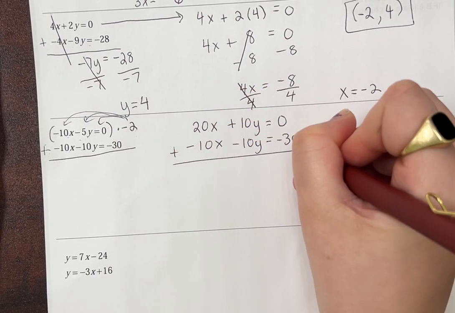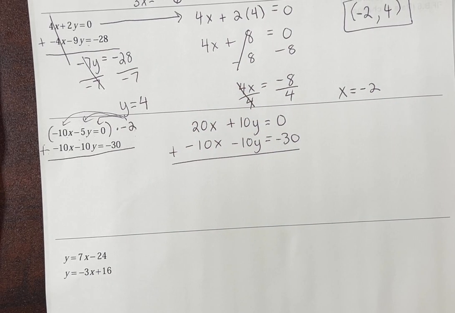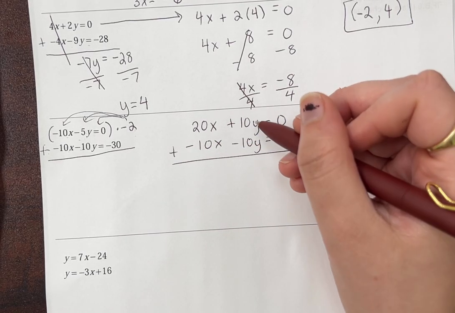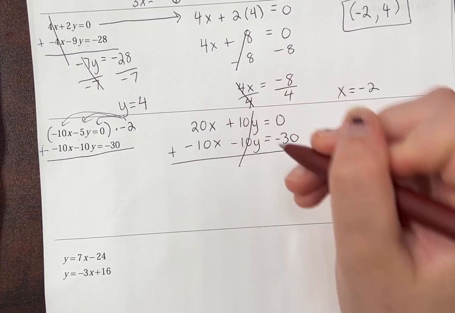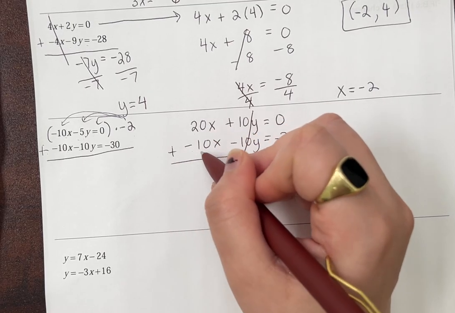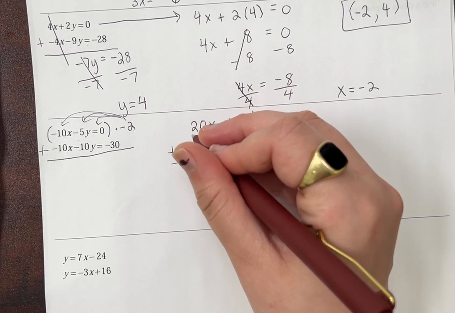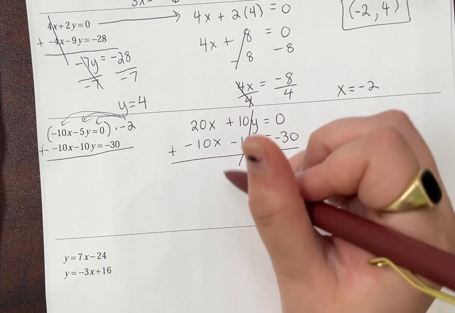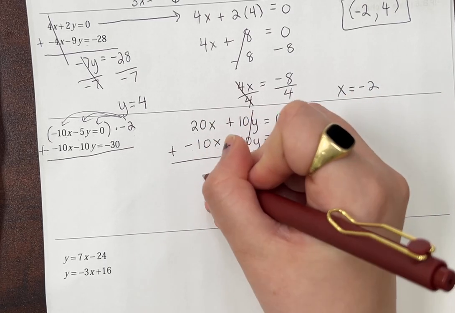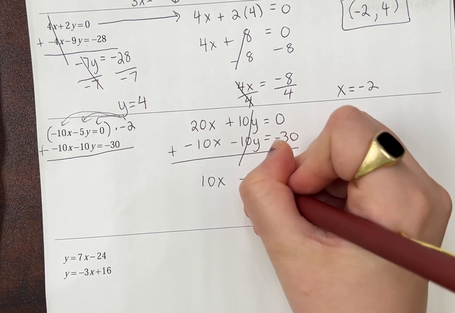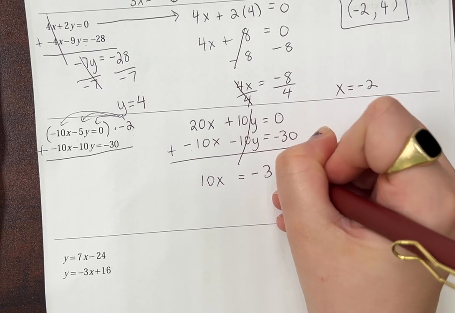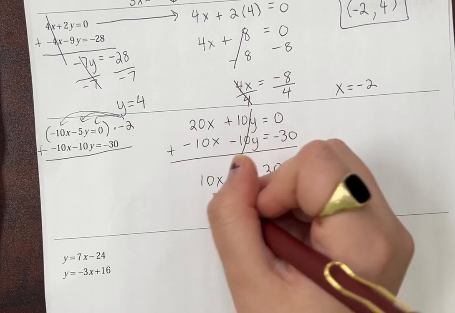Now when I add these two together, does something eliminate the y's? 10y plus negative 10y, which by the way is the same thing as 10y minus 10y. Those eliminate. Now we just add up the rest of it. Excuse me if I misspoke, it should be 20x plus negative 10x. It's the same thing as 20x minus 10x, which is 10x, equals 0 plus negative 30. It's the same thing as 0 minus 30, that is negative 30.